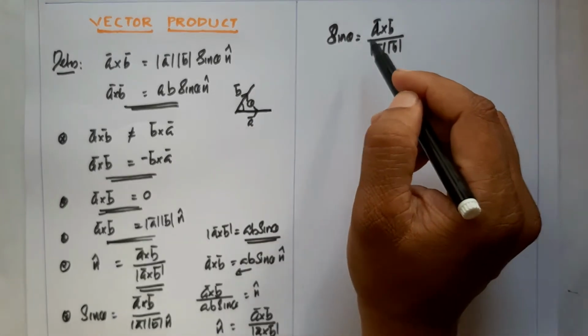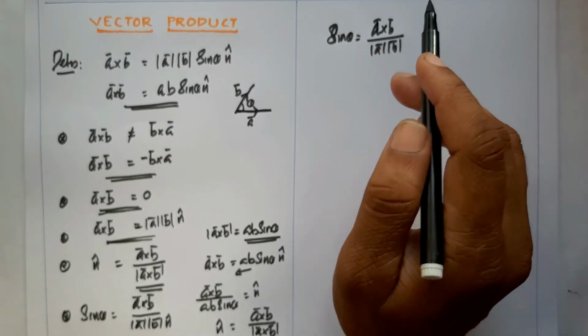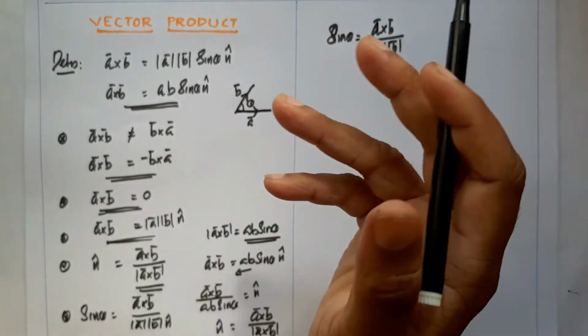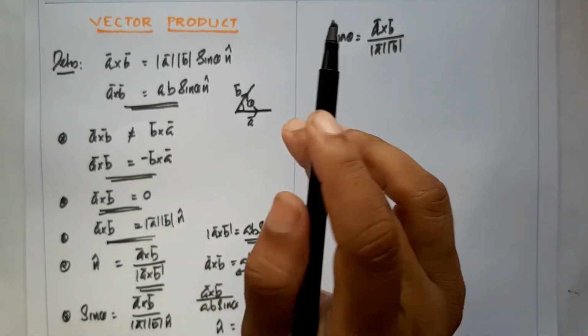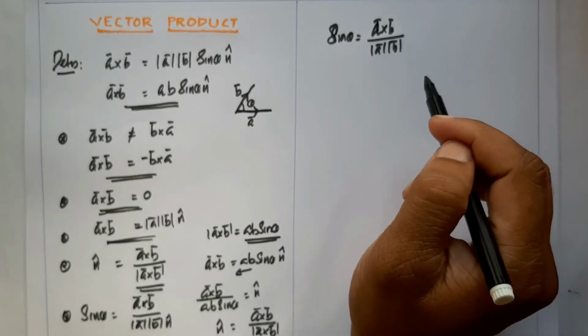But this formula is not a very important section, because if you want to find the angle between two vectors, we already use the formula cos theta is equal to A dot B divided by mod A into mod B.